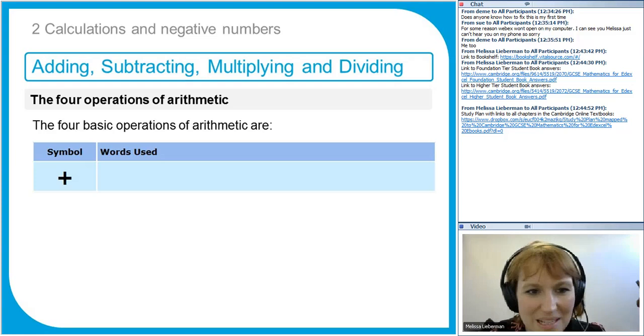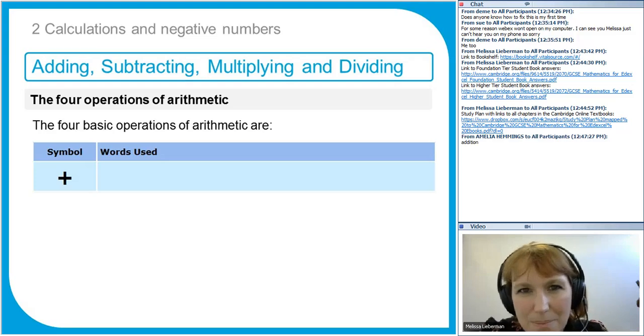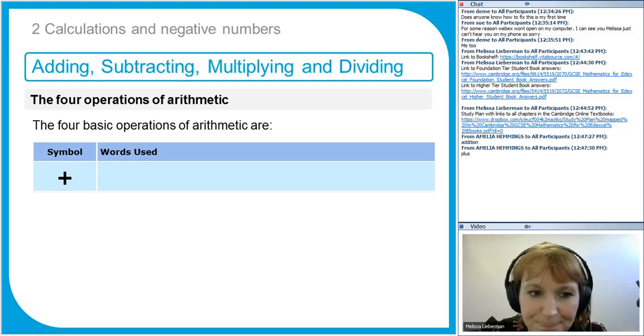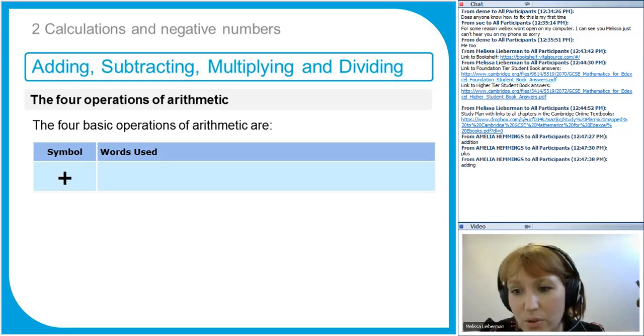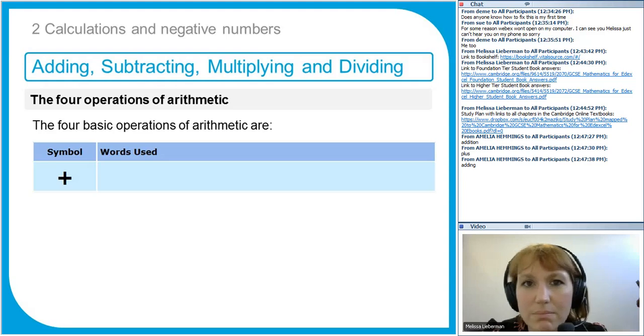So what does that symbol mean? I know it seems really easy, and I'm not being patronising. I just want you to type into the chat box different words for that symbol, because sometimes the language is what makes maths difficult, and that symbol can mean lots of different things in different contexts in maths, and part of learning maths is how to understand and read the symbols. So we've got addition, we've got plus, we've got adding. What other ways could we use for adding 2 numbers together that you might see?